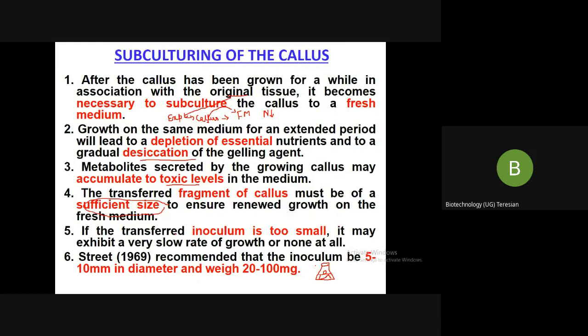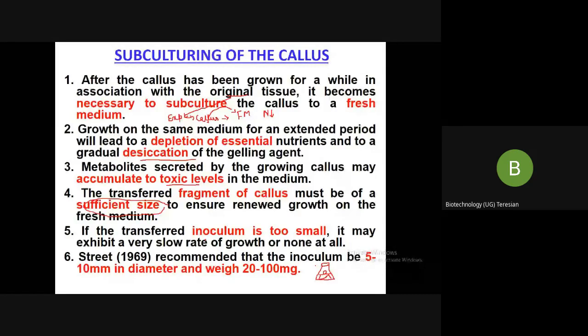So you can see here, if I'm transferring a small inoculum of my callus into the fresh media, my callus may not grow. Otherwise, it will grow very slowly, which is not advisable.